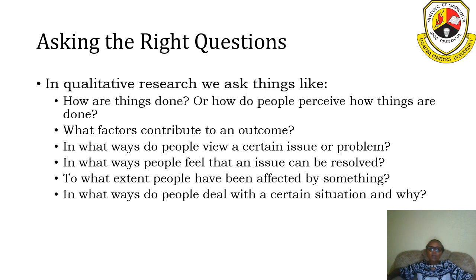What do we ask for? What are the right questions to ask for? How are things being done? How do people perceive things are being done? What may contribute to an outcome? What are the things that may contribute to a certain outcome? Think again towards the sample research question I gave you earlier. In what ways do people view a certain problem? And so on and so forth. You can go through this list either in groups or as individuals. Think about them as we explore this thing of creating sub-research questions.